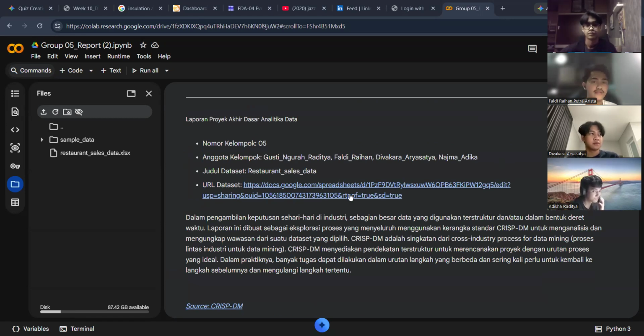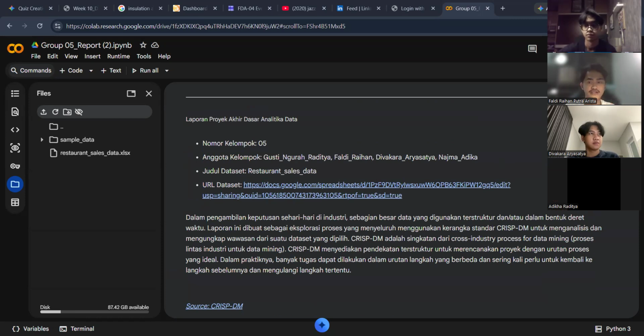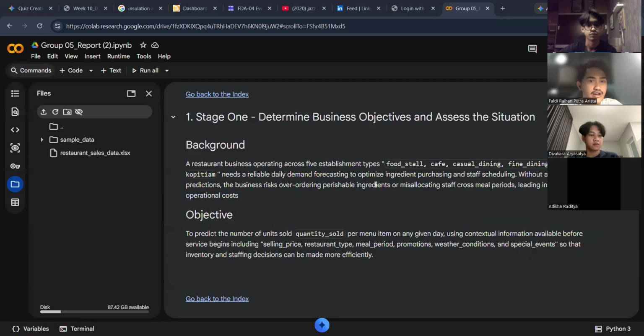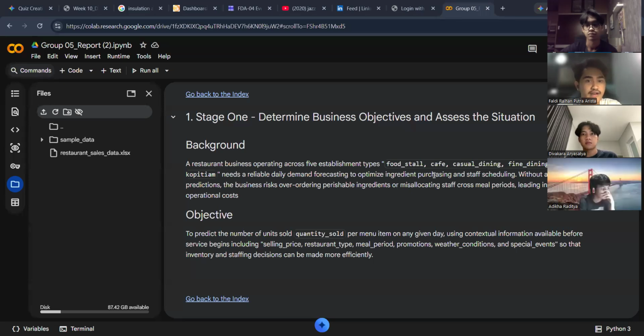Okay, let's move on to the first section. The first section is the business understanding. The data set we use comes from transaction records of a restaurant business operating across 5 established types, such as food stall, cafe, casual dining, fine dining, and kopitiam.